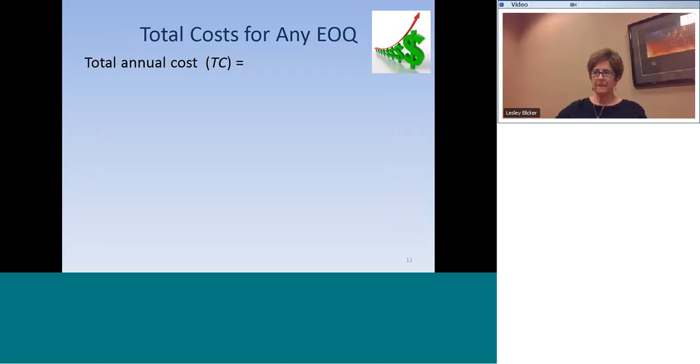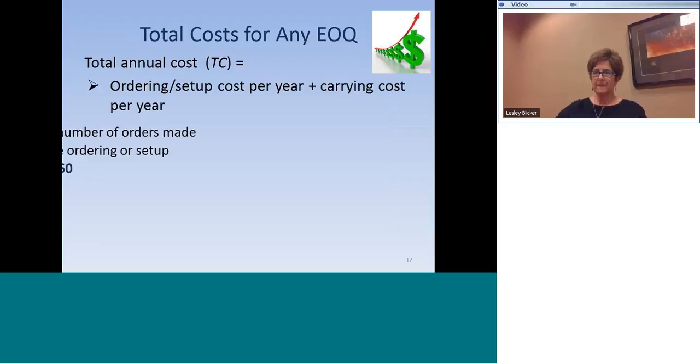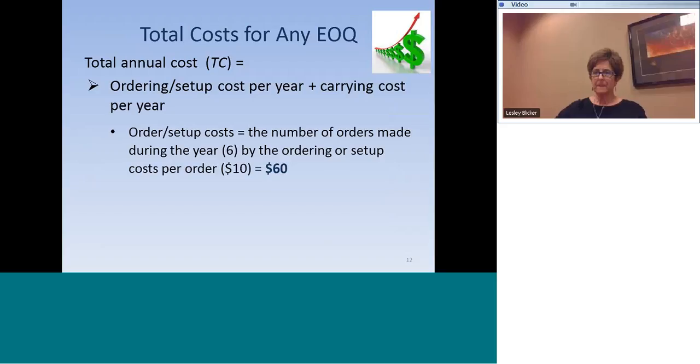The final thing for us to do in an EOQ problem is to calculate the total annual cost, which is simply the sum of the ordering costs and the holding costs. Okay? And again, if we plug in our numbers from the model, we already calculated our order or setup cost is $60, and we already calculated the number of orders made during the year is 6.